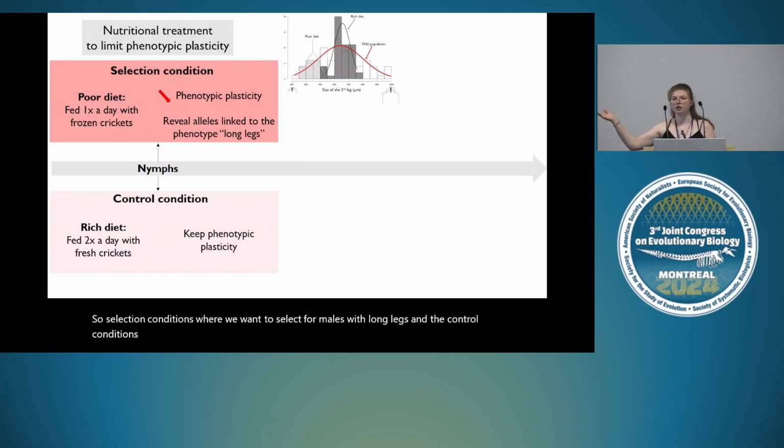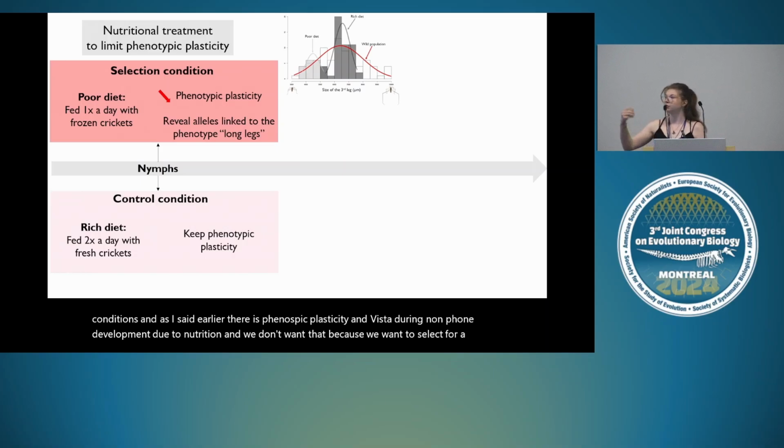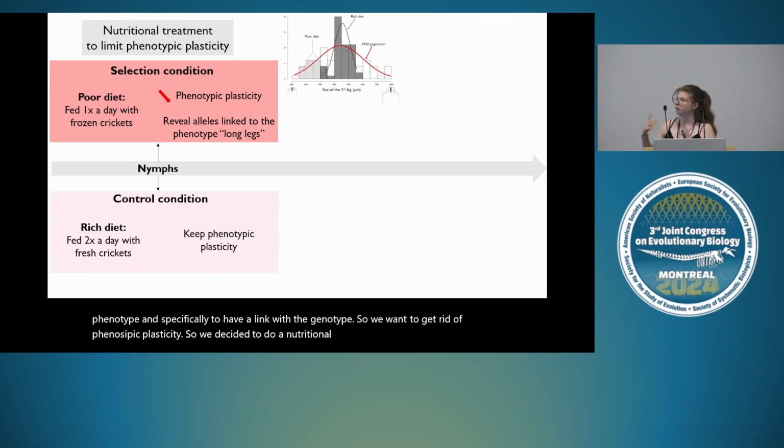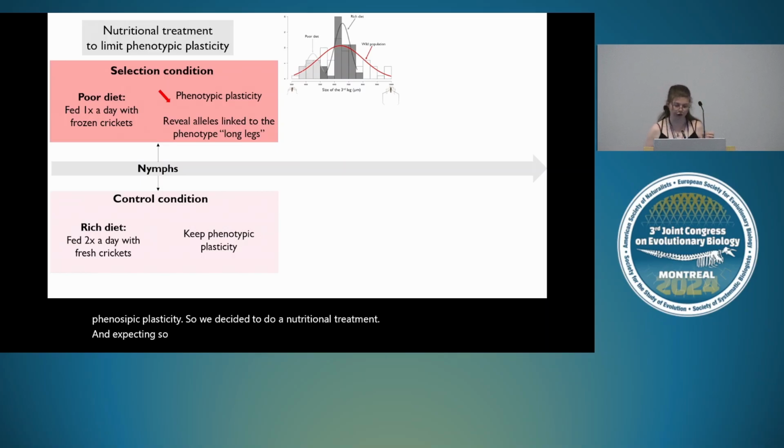As I said earlier, there is phenotypic plasticity on this trait during development due to nutrition. And we don't want that, because we want to select for a specific phenotype and have a link with the genotype, so we want to get rid of phenotypic plasticity. So we decided to do a nutritional treatment, expecting to have a strong link between phenotype and genotype.